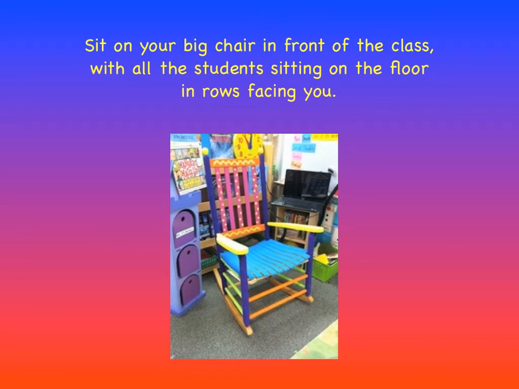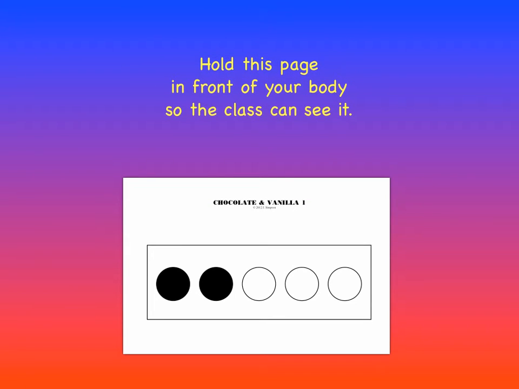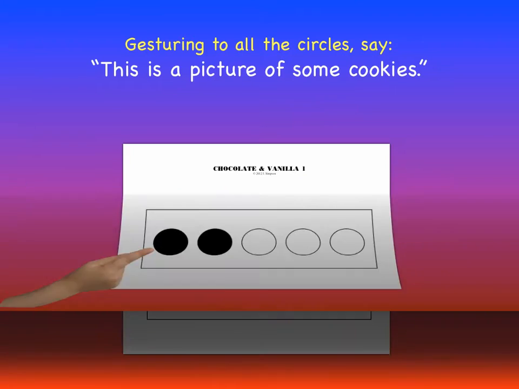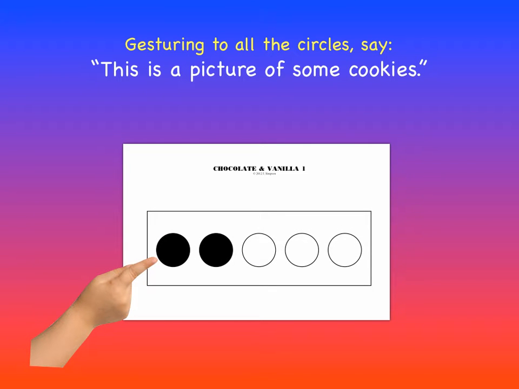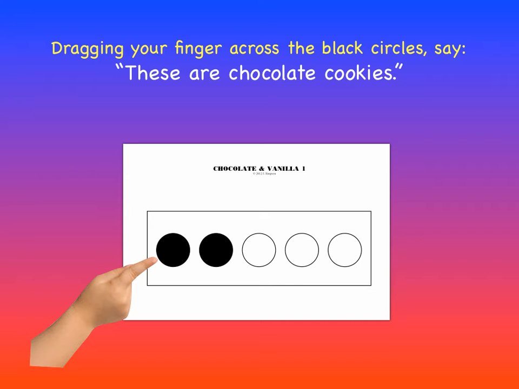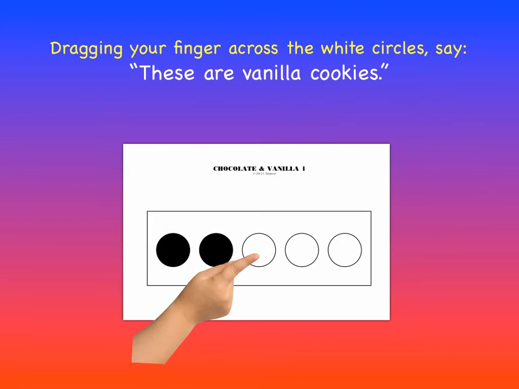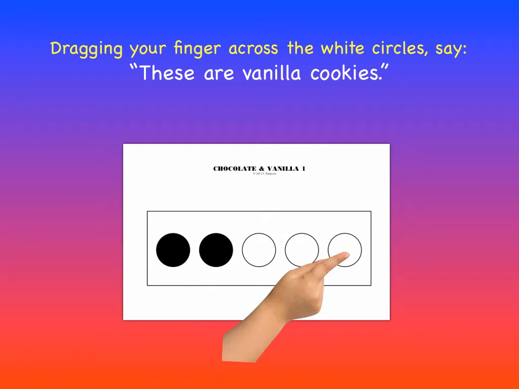Sit on your big chair in front of the class with all of the students sitting on the floor in rows facing you. Hold this page in front of your body so the class can see it. Gesturing to all the circles, say, "This is a picture of some cookies." Dragging your finger across the black circles, say, "These are chocolate cookies." Dragging your finger across the white circles, say, "These are vanilla cookies."